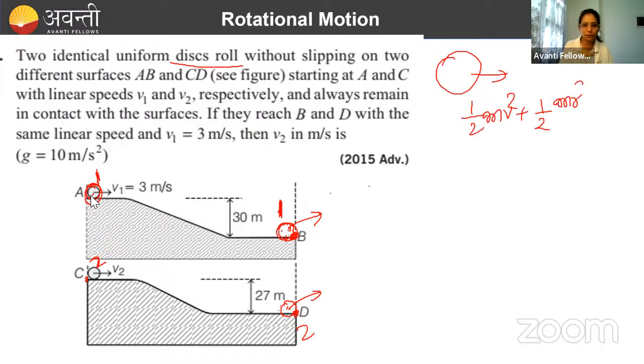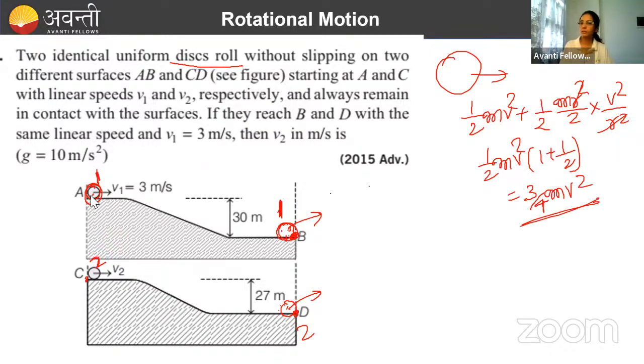I of this used to be how much? mr square by 2. Omega square means v square by r square. So r will get cancelled and we will be getting half mv square into 1 plus half. So how much value we are going to get? 3 by 4 mv square energy. Done. So the energy of first ball at A will be how much? 3 by 4 mv1 square.